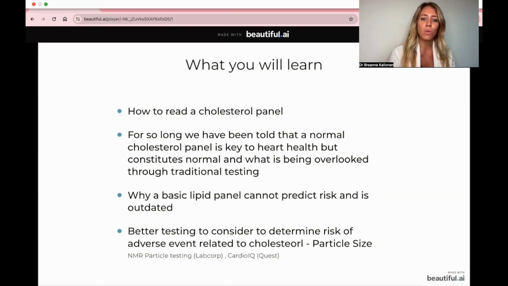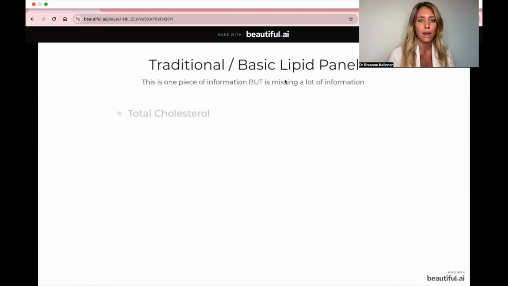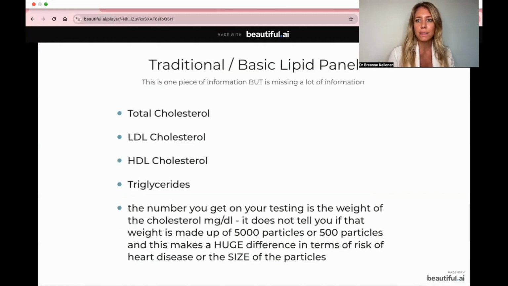We are going to talk about why a basic lipid panel or a basic cholesterol panel cannot predict risk in all patients and why this testing is outdated. We're also going to discuss what some better testing options would be to determine your actual risk for cardiovascular disease and adverse events like heart attack and stroke. We're going to be talking all about particle size testing. I'm going to teach you what that is and how to access this functional test to ensure that you are receiving the best care.